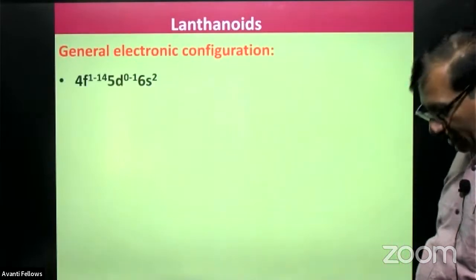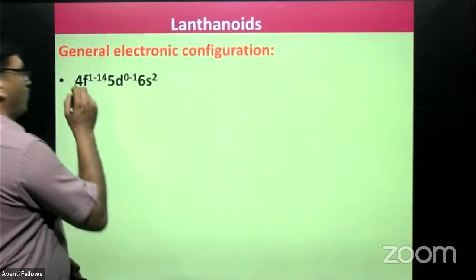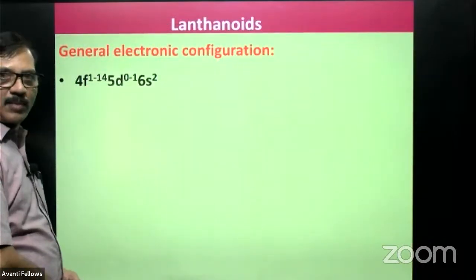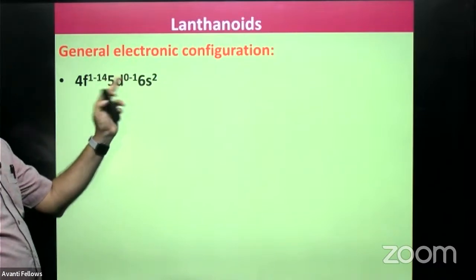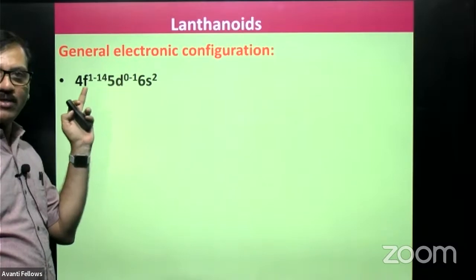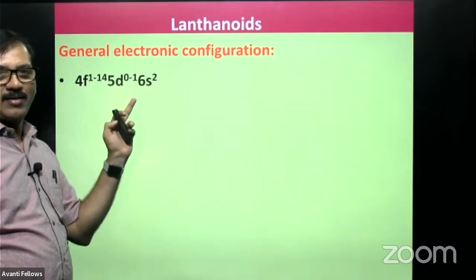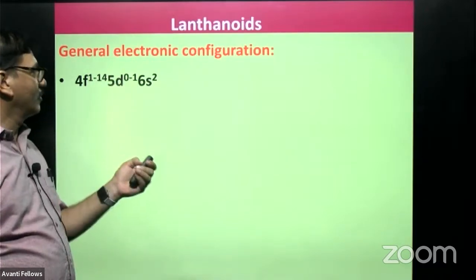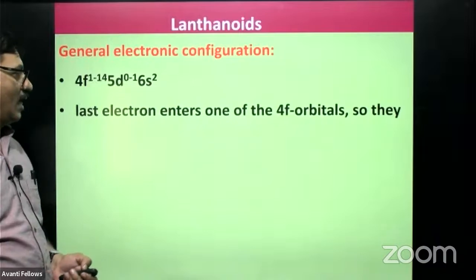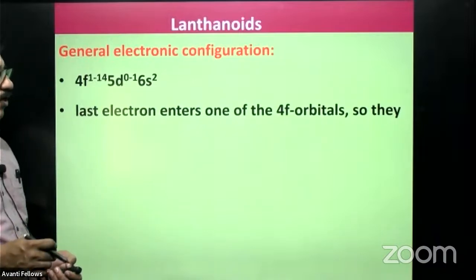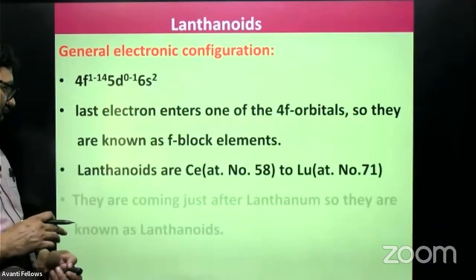Now coming to general electronic configuration. General electronic configuration of lanthanoids is 4f1 to 14, 5d 0 to 1. I have talked about it in the beginning also. Because they have the tendency to get half-filled or full-filled stability, they will push the electron, and that is the electronic configuration that we have to write. The last electron enters one of the 4f orbitals, so they are known as F block elements. These are the basic things.